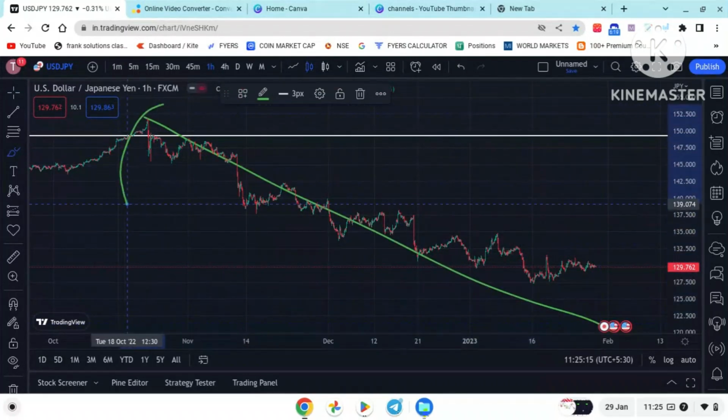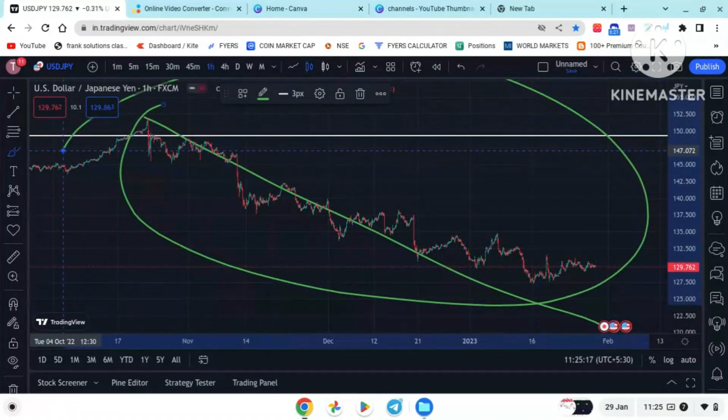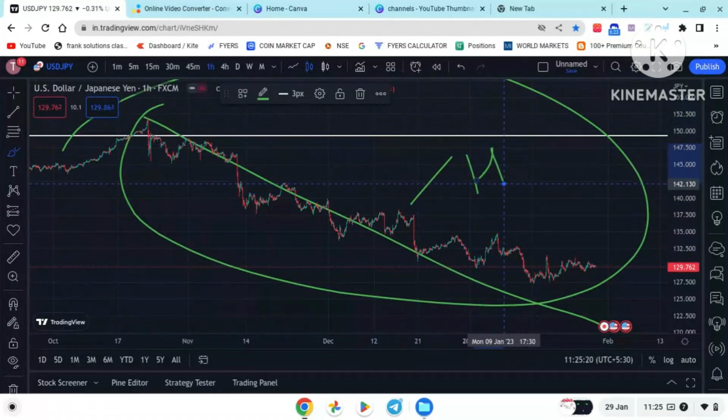So this trend tells us that this is a healthy correction trend. Healthy correction trend means in this trend we will mainly be getting opportunities on the 50% and the 60%, not on the 30%. But the market capacity will be very high to go down.